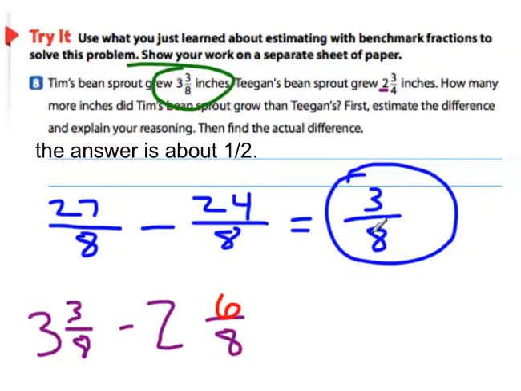Does it match up with our estimate? Sure. 3/8 is pretty close to 4/8, and 4/8 is equivalent to 1/2. So that's how you would solve this problem.